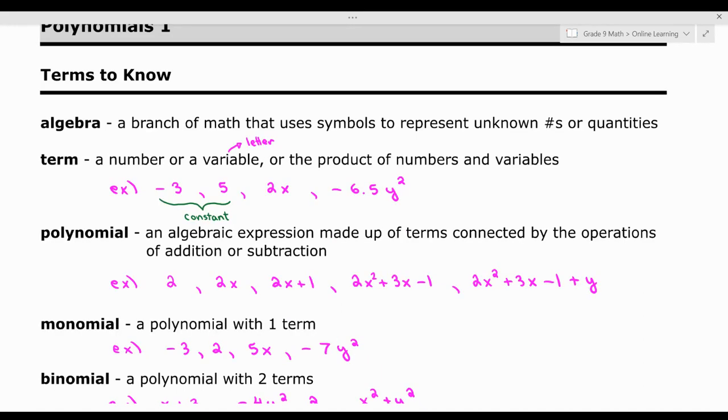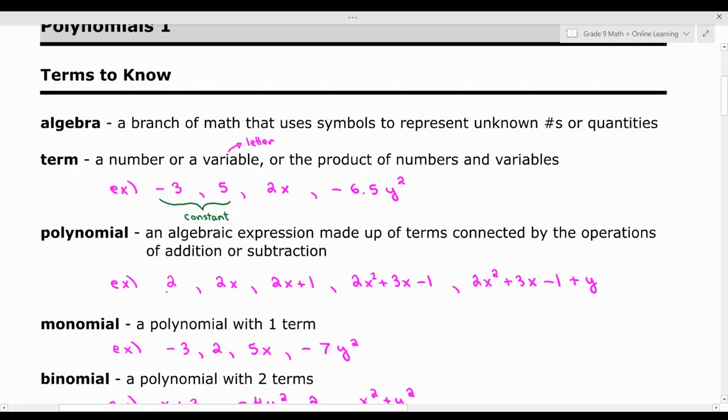Right, so I mentioned that the new unit, the new topic, is on polynomials. So probably a good idea to actually define what a polynomial means. So we're going to go with, it's an algebraic expression made up of terms connected by the operations of addition or subtraction. All right, so you'll notice I listed a whole bunch of examples there.